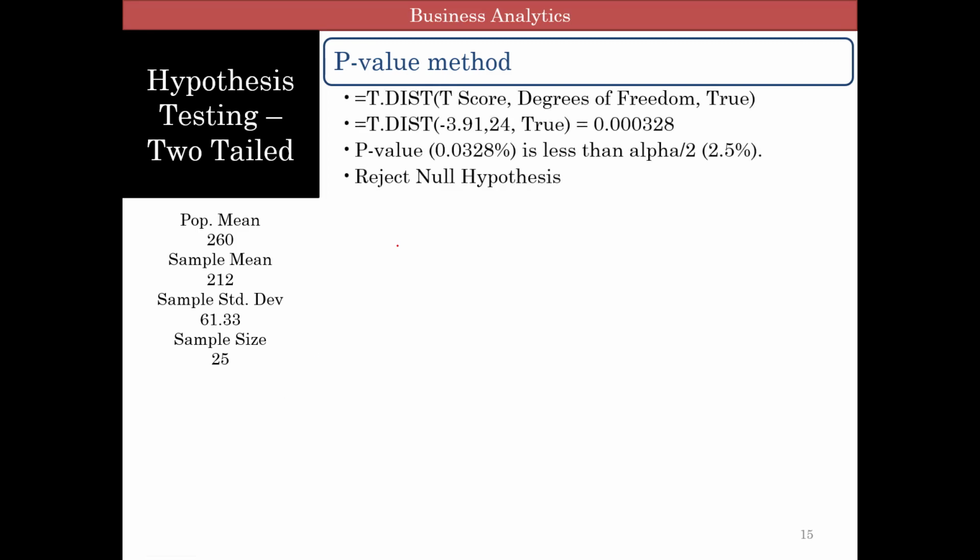So here, if you look at this, we have the population mean, sample mean, we have standard error, but the difference is that we are going to focus on alpha by 2. So unlike the lower tail test, p-value is now compared to alpha by 2. You reject the null hypothesis because it's small. Use the same t.dist here, right? Then you calculate the t-score, degrees of freedom, put true, and then you get the p-value.